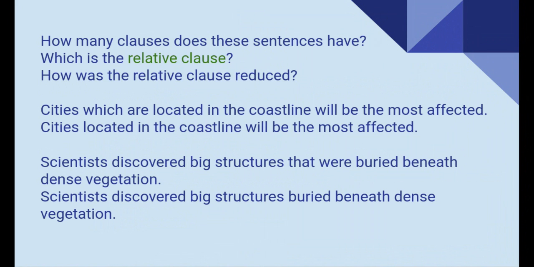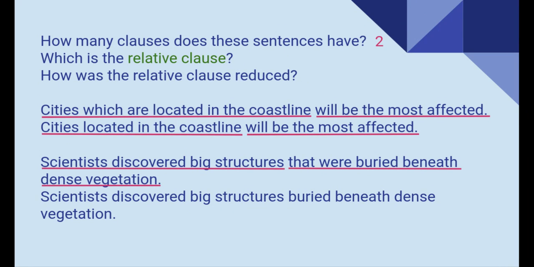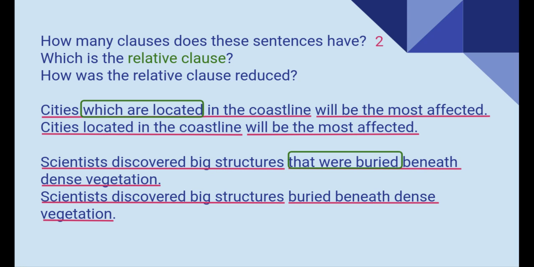So, if you notice, they have two sentences each, right? So here I underlined both clauses on the sentences. You can take a look at them. Now, the relative clause, if you notice, it includes a relative pronoun. In the first one, we have which, and then the passive voice. And then we have that were buried. Here, our relative pronoun would be that. Remember, we can also use who, where, whose, etc.